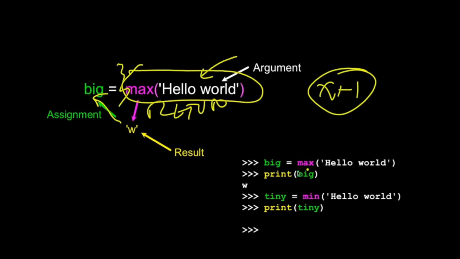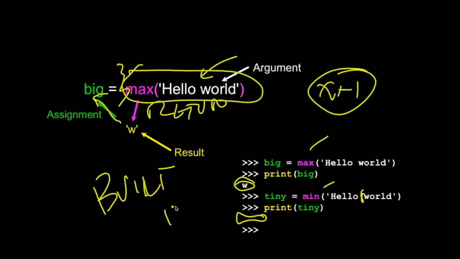Okay, so we print big, and big is a variable that has the letter w inside of it. And then we ask what is the smallest, and that finds the blank, and so we get a blank. So you see, there's a min function and a max function. Both of these are built in. These are built-in functions. They're always there for us.